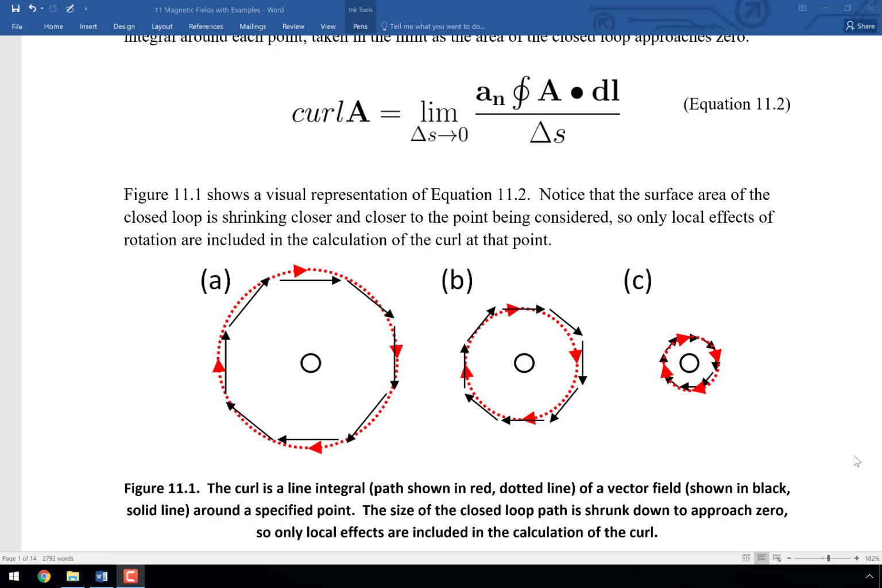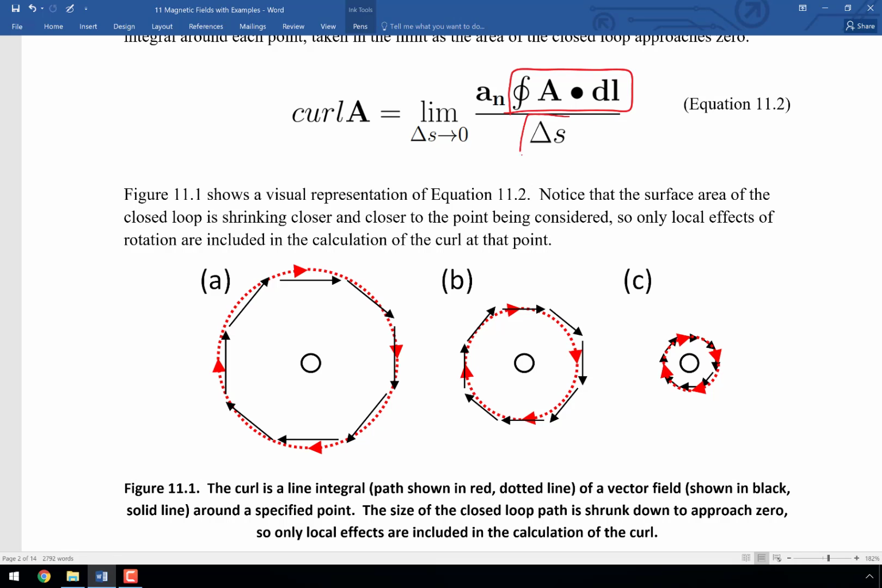You'll notice that equation 11.2 includes this closed line integral, and so I've shown the line integral here as a dotted red line. In figure 11.1, that dotted red line is just a circle, and you can imagine then that if this vector is in fact rotating, then it will tend to line up in the same direction as this line vector, as this line integral. So we're going to find that a measure of rotation is whether or not the line integral is non-zero.